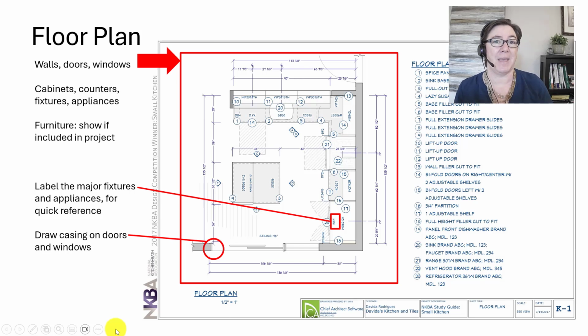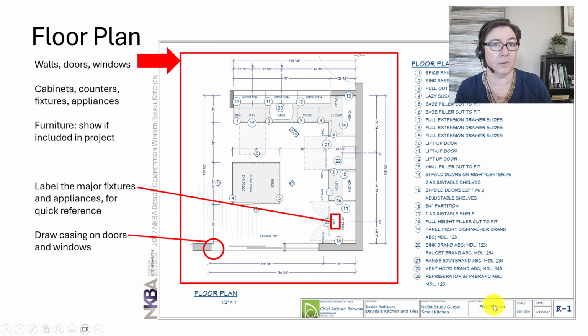Let's look at the NKBA graphic standards for floor plans. Here you have the example on your screen. This is from Chief Architect's small kitchen example. And the first thing I want you to see is that on the page we have the floor plan and the specifications. So let's look at the drawing of the floor plan first.